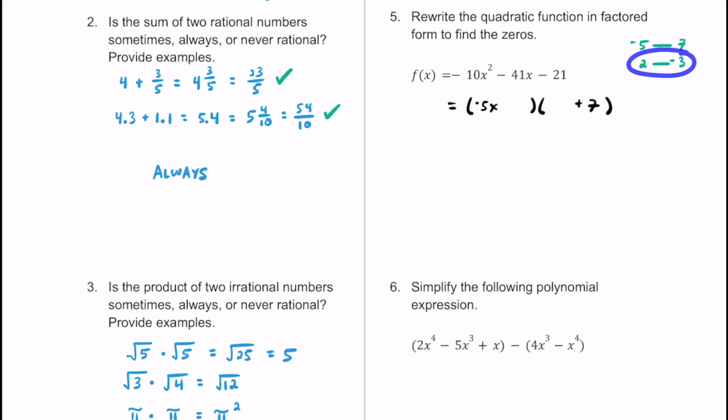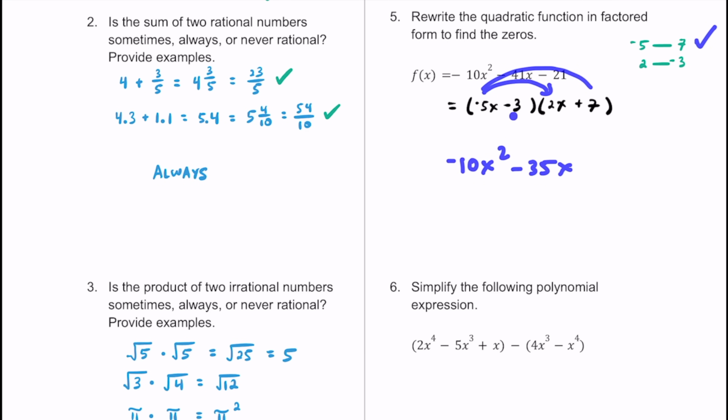And this is going to be 2x and -3. So I'm going to go ahead and put the 2x at the beginning of this binomial, and then the -3 here. So if you were to multiply this out, the binomials, this would get you -10x squared, right? That's the first. The outer would get you this -35x, which is what we had over here. The inners would get you -6x, which is what we had right over here. And the last here would be negative 21.